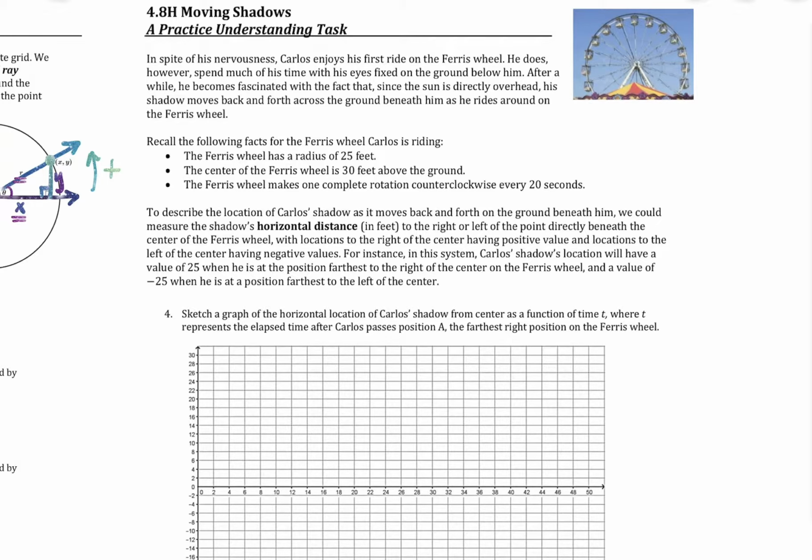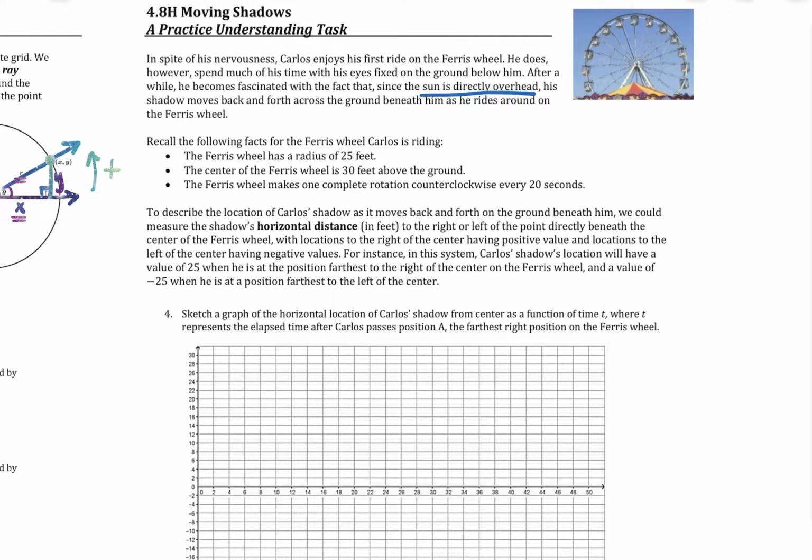He's riding this Ferris wheel at dead noon. That means the sun is directly overhead. It actually marks that for us, so I want to underline that. The sun is directly overhead. And he's scared, so he's just staring straight down, anticipating that time to get off the Ferris wheel. And he notices his shadow just goes back and forth, back and forth, back and forth.